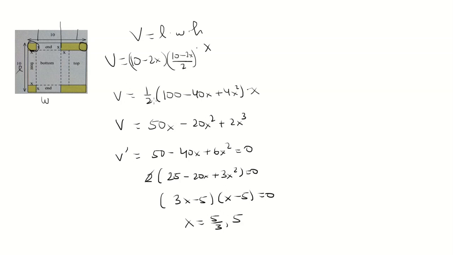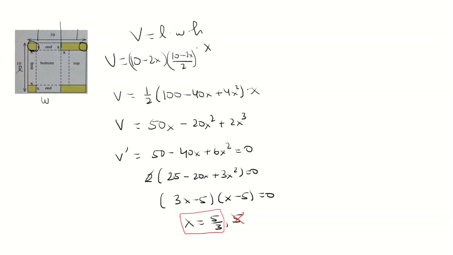But notice, if we plug in x equals 5, 10 minus 2 times 5 is 0. So that's going to give us volume 0, which makes no sense. So we can just eliminate this. And if we plug in x equals 5/3, that won't give us 0. So we will use this as our answer.